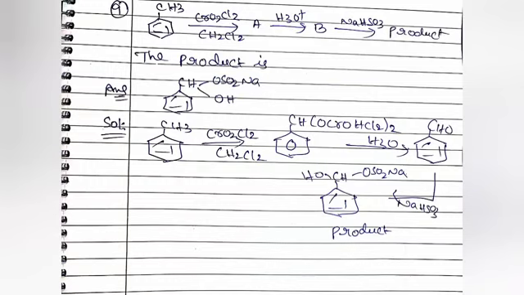Next question, based on a named reaction. For a sequence of reactions they are asking about the product. This is an Etard reaction. When we are looking at the CrO2Cl2, we will come to know toluene converts into benzaldehyde and the benzaldehyde forms addition product with the NaHSO3.